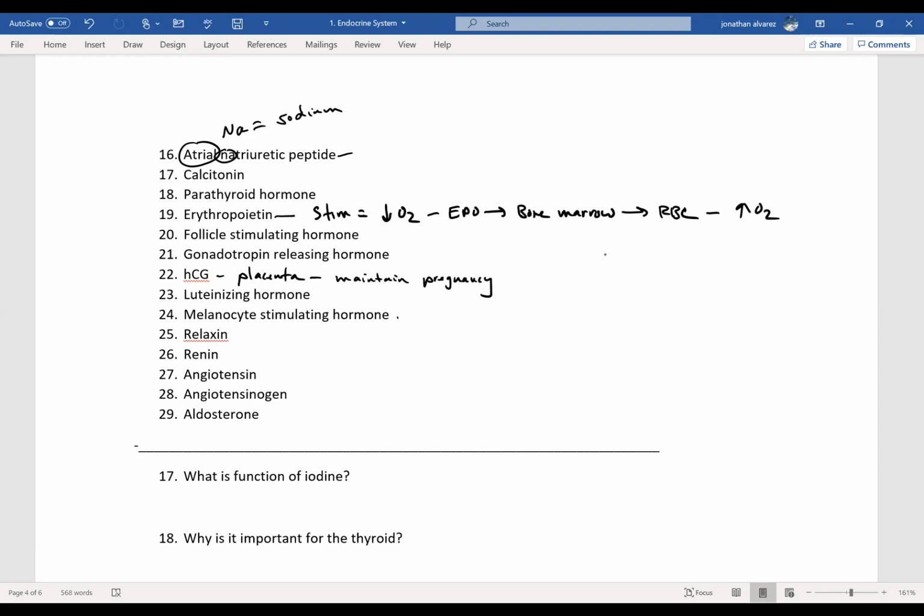Okay, the melanocyte stimulating hormone is released from the anterior pituitary, and it goes to skin, and it's responsible for, let's just say, skin darkening, such as having a tan.